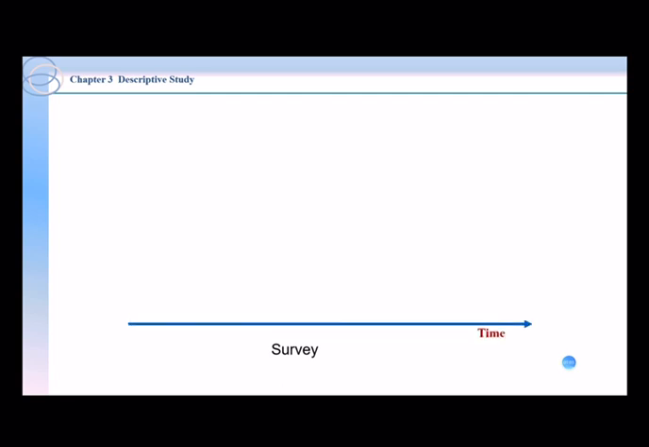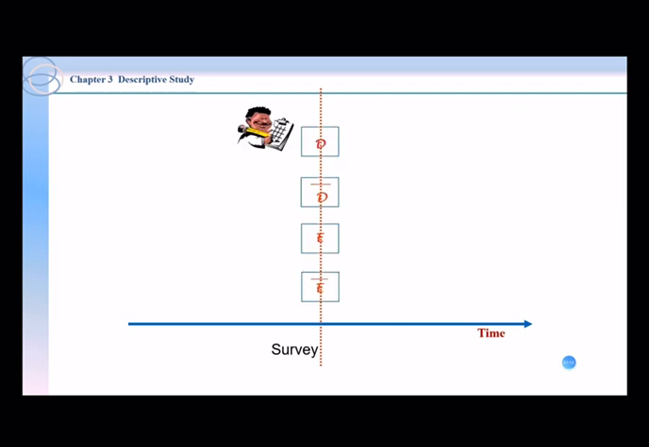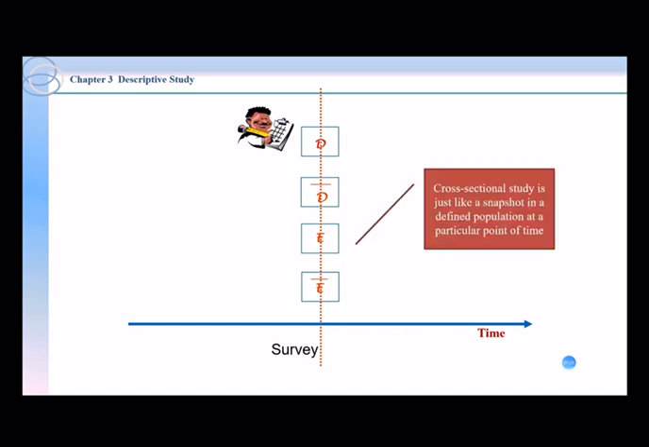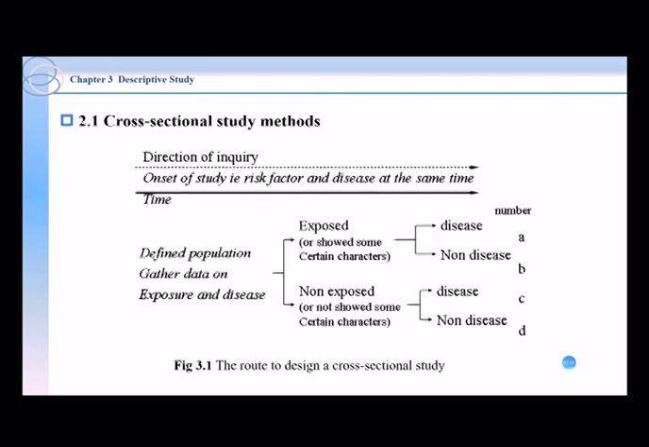So as time goes, we take a described study and we try to collect data at a particular time, and we collect data on both disease and also the exposures, and then we can use statistical analysis to see if the exposure and the disease were statistically associated. As I have mentioned before, the onset of the risk factors and the disease are at the same time. And we try to do cross-sectional study using these steps.